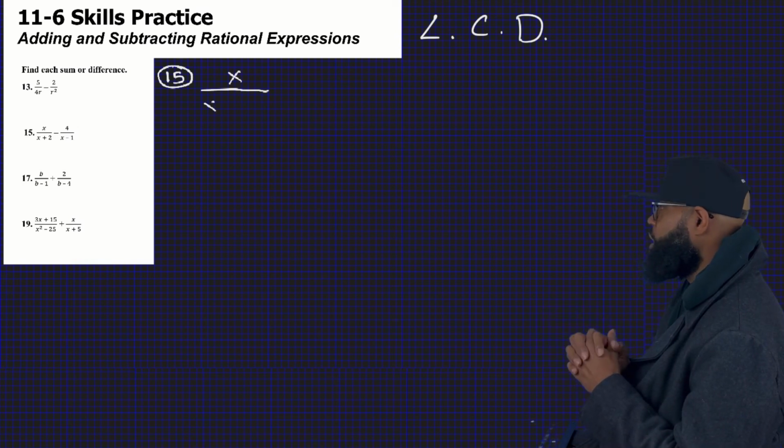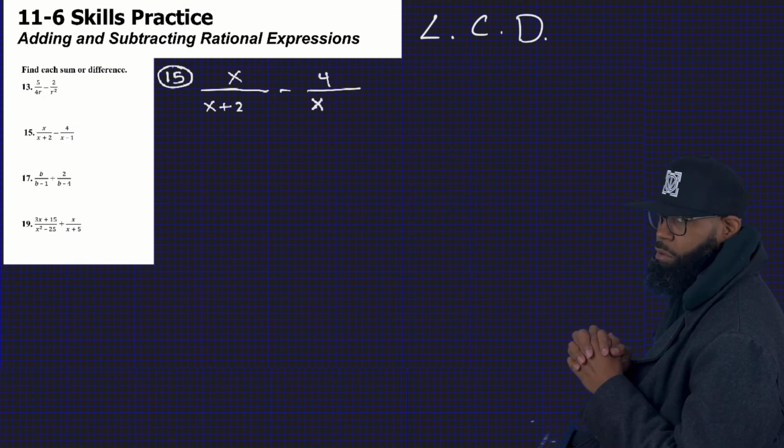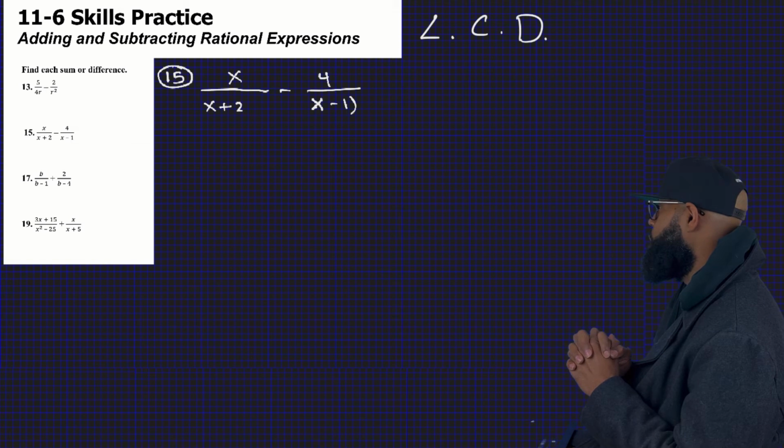But 15, we got our first binomial in the denominator, x plus 2. And then of course, it's gotta be minus, wanna make it complicated, right? No, I'm just kidding, not complicated, just challenging. And x minus 1. So you see those parentheses, I started there because my mind is already thinking, all right, you know what you gotta do.